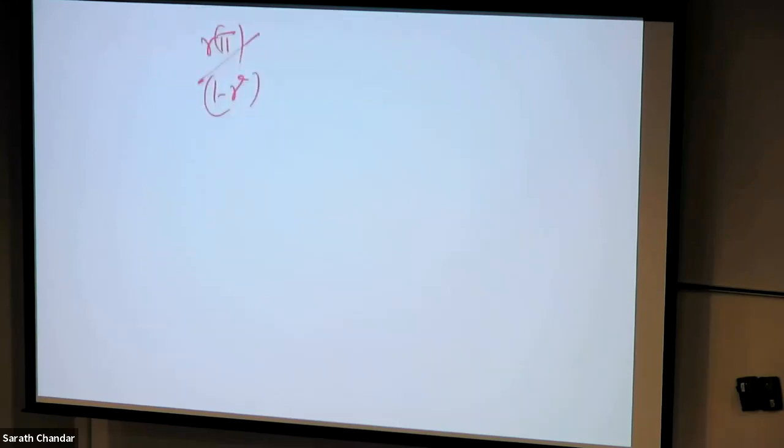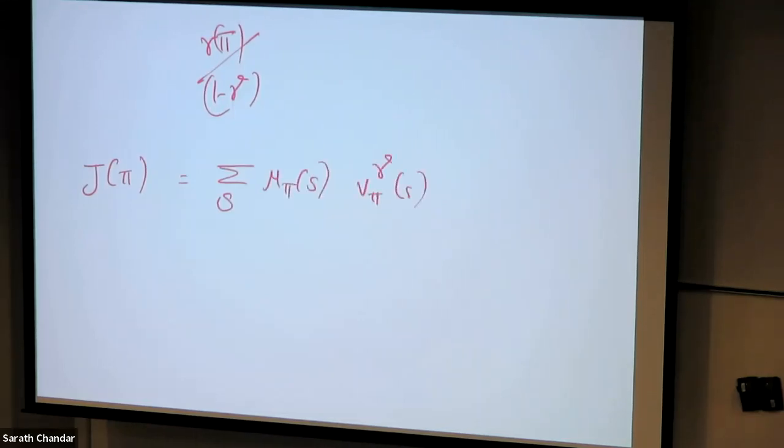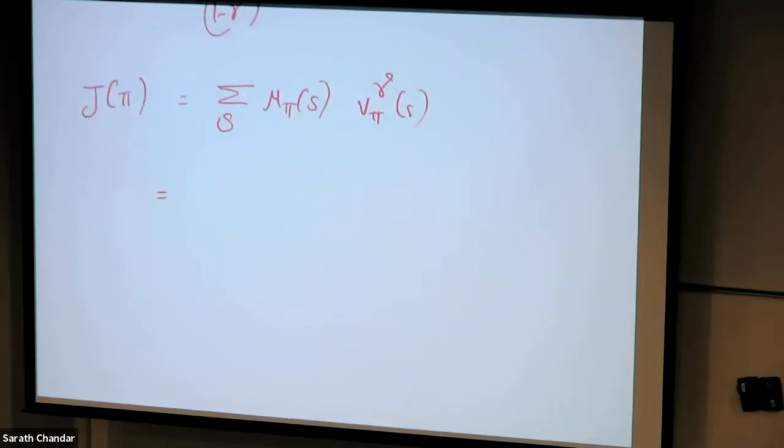Okay, so let us verify that. Let us say this J pi is the average value that we are looking for. This is given by the summation over s of mu pi of s times v pi gamma of s. Usually we will call v pi of s the value of the state. Given that we have discounted and undiscounted settings now, v pi gamma of s just means the value of the state computed using the discounted return. It's a discounted value function. Now, mu pi is the steady state distribution.